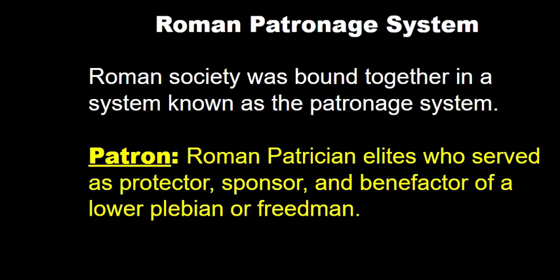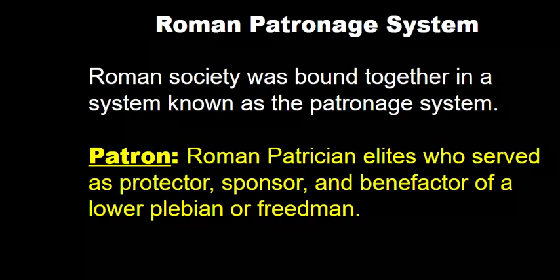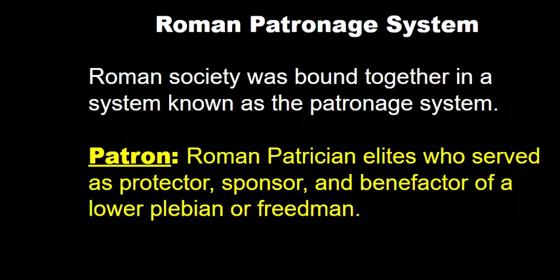Roman patronage system. The society in Rome was bound together in a system known as the patronage system. The patron was a Roman patrician. They were elites. They'd serve as the protector, a sponsor, a benefactor of a lower plebeian or freedman. Now, remember we said that Roman patricians did not work, and they did give public service for free. But for every patron, you needed clients, and those are the people that you would support. You'd invest in their businesses. As a protector, you might be able to get them out of legal scrapes. They would owe you then.